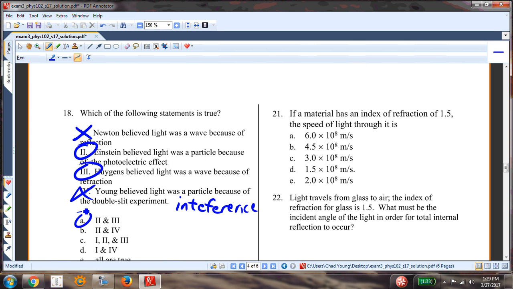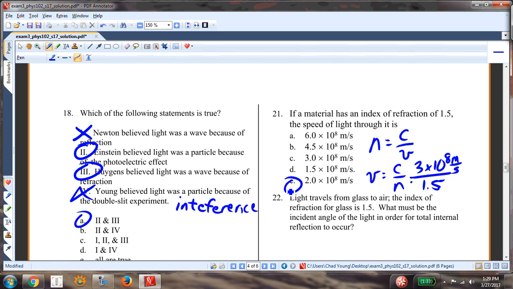Material has an index of refraction of 1.5, then the speed of light is what? Well, N is equal to C over V. So V is equal to C over N. It's 3 times 10 to the 8th. That value is on your equation sheet, meters per second, divided by 1.5, so that's going to be 2 times 10 to the 8th, so 21 is E.